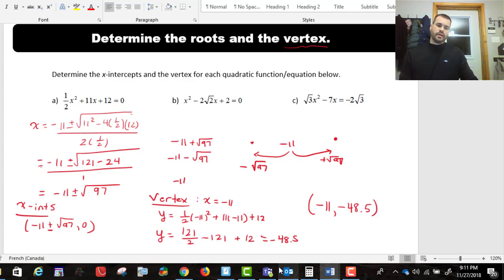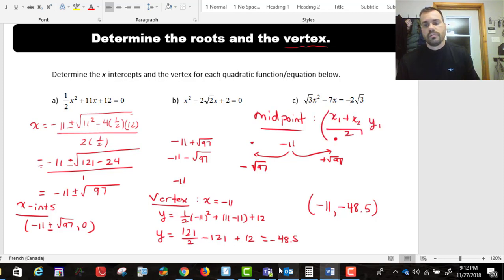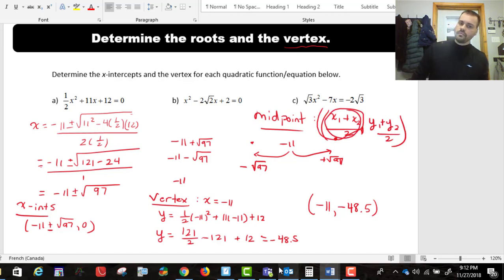So once you've found the x-intercepts, the vertex is always directly in the middle. So it's the midpoint, and you should have done some stuff with midpoint in grade 10. If you don't remember, the midpoint formula is x1 plus x2 divided by 2, and then y1 plus y2 divided by 2. If you're trying to find the midpoint, you're really just focused on the x: you take your two x-intercepts, add them together, and divide by 2. Okay, so that's how you find the x-intercepts and the vertex of a quadratic equation or function. There's a bunch of them here, so let's just scroll down.